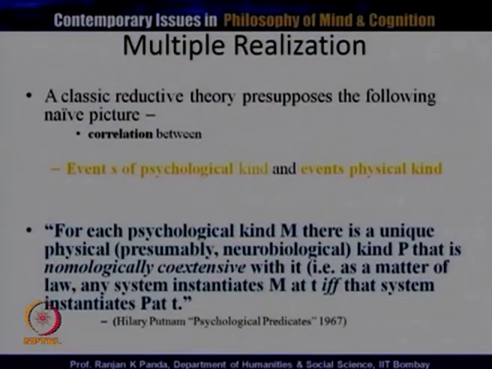The multiple realization thesis was introduced by Hilary Putnam in 1967, where Putnam writes that for each psychological kind M, there is a unique physical, presumably neurobiological, kind P that is nomologically coextensive with it. That is, as a matter of law, any system instantiates M at T if and only if that system instantiates P at T. Now, Putnam tries to show that the realization thesis talks about a kind of nomological coextension, that is, mental properties or mental predicates are nomologically coextensive with the physical predicates.